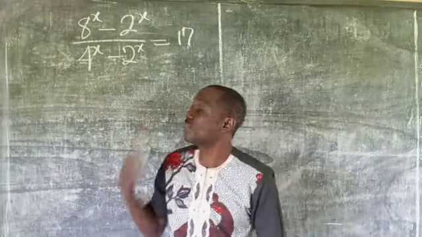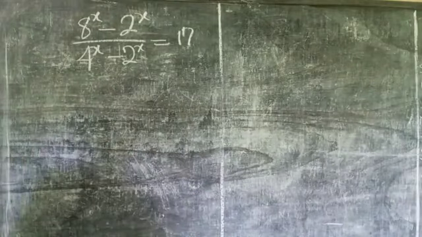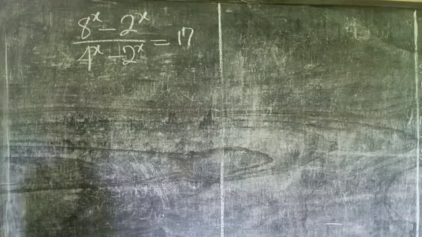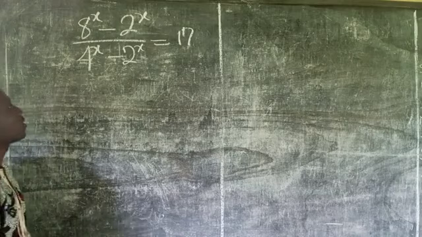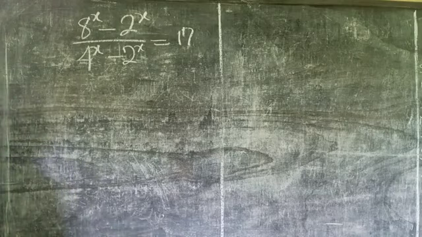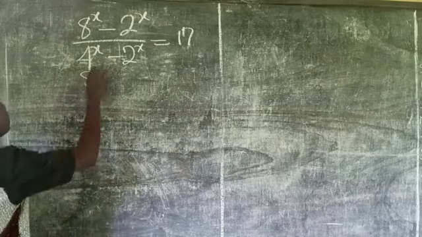Today we are having this equation and it reads (8^x − 2^x) / (4^x − 2^x) = 70. We are asked to find x. So first thing you say is solution.